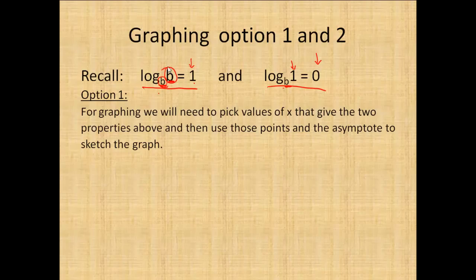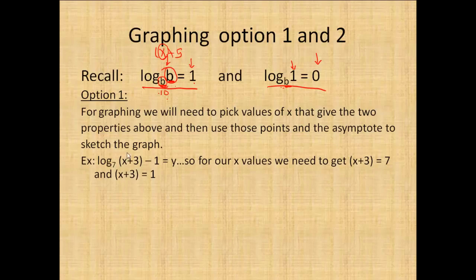So whatever this quantity right here might be, let's say it is x plus 5, and my base is 10. Well, I need to figure out what value of x will get this equal to 10. And then once we figure out what values of x to pick to get these two properties, we will use those points and then the asymptotes to sketch the graph. So that's option number 1.